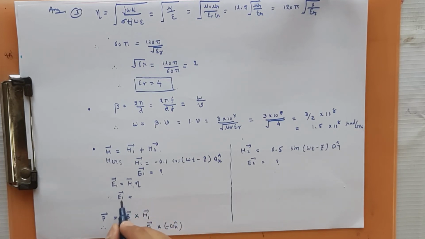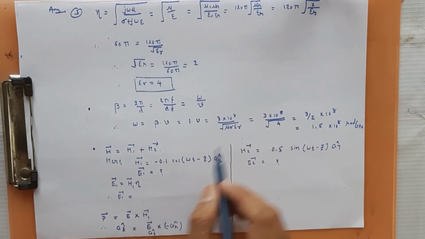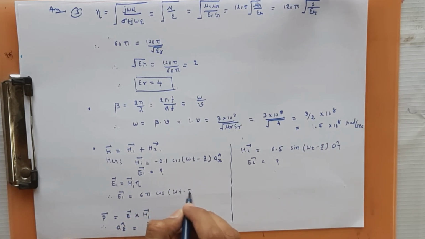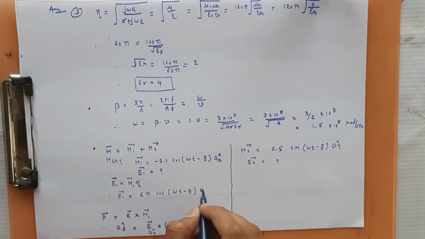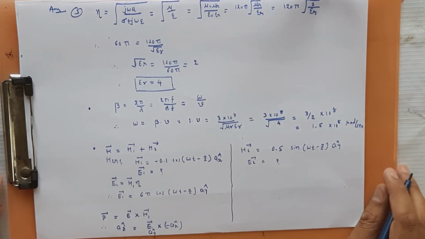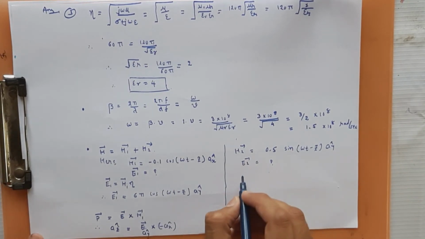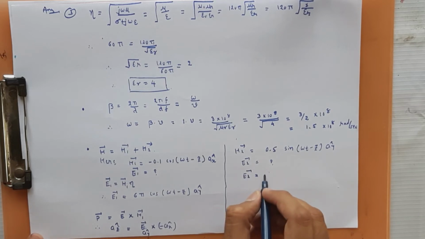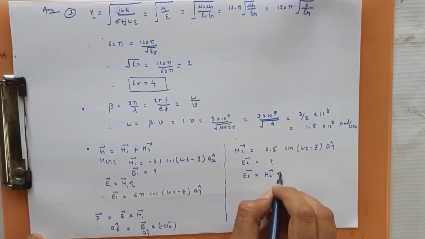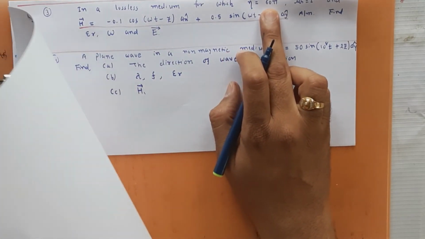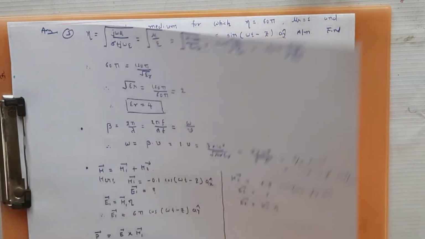So that is why E1 direction. E1 is equal to, if I multiply this H1 with 60 pi, 6 pi cos(omega t minus z), in which direction? In Y direction. Clear? Similarly for E2. Here E2 is equal to H2 vector into eta. What is eta? Intrinsic impedance is given, which is 60 pi. We put the same value, 60 pi.